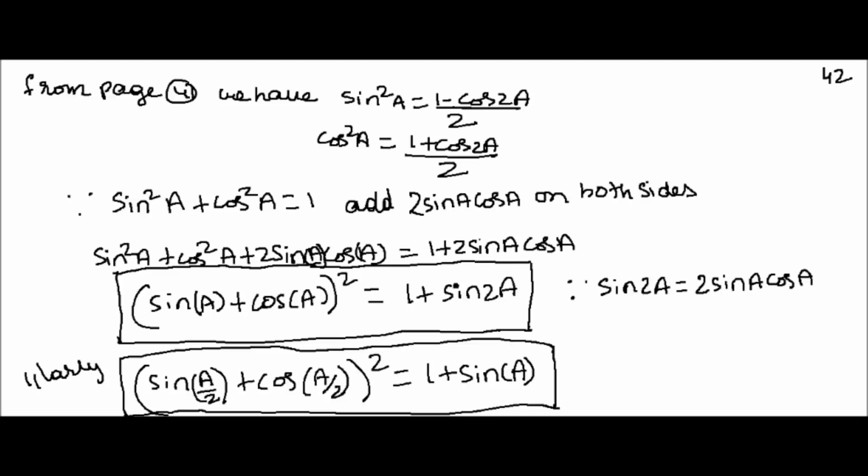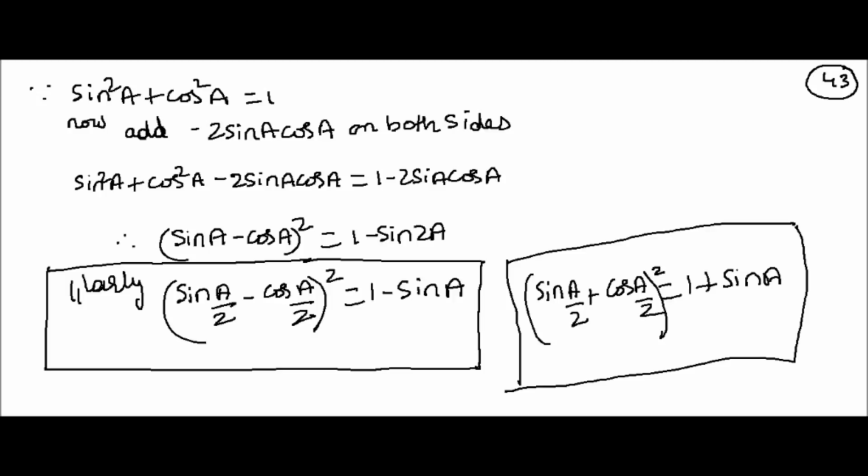Similar to what we did in page 42, sin square a plus cos square a is equal to 1. Now subtract 2 sin a cos a on both sides. So this will lead to the equation sin a minus cos a whole square equals to 1 minus sin 2a. So if you substitute a by 2, then you will have sin a by 2 minus cos a by 2 whole square is equal to 1 minus sin a. So we have sin a by 2 plus cos a by 2 whole square is equal to 1 plus sin a, and sin a by 2 minus cos a by 2 whole square equals to 1 minus sin a.